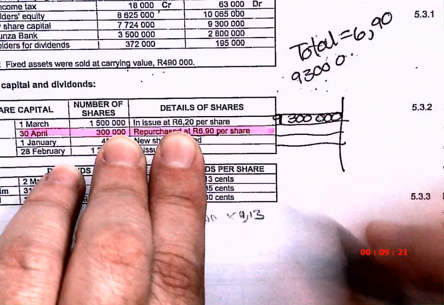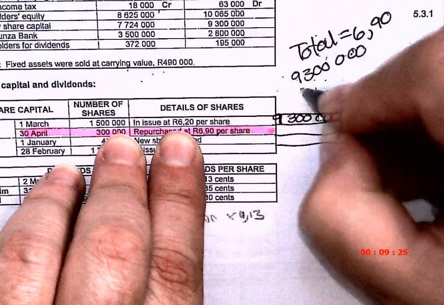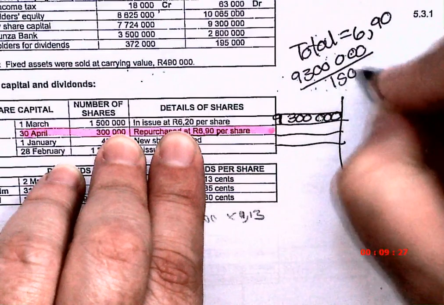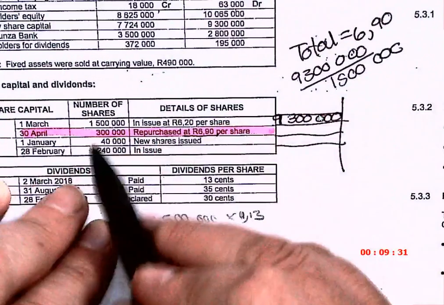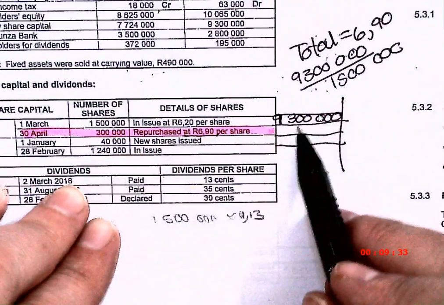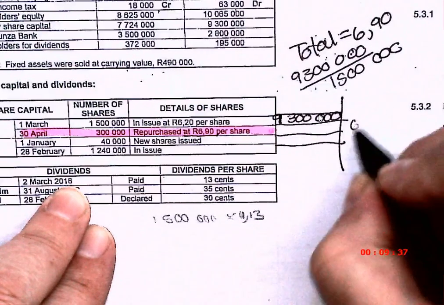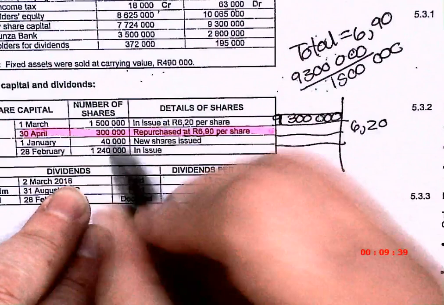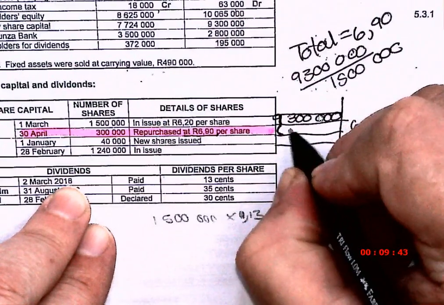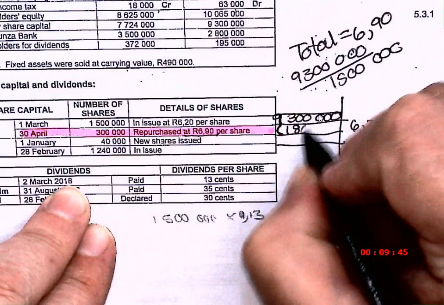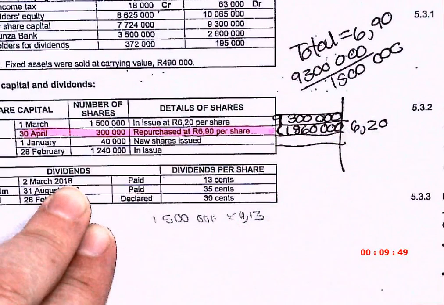Let's prove it. So if I do that, divided by 1.5 million, it's obviously going to be 620, because 1.5 times 620 gives me 9.3. So 620 times 300 gives me the average of 1,860,000. Okay, so I have to minus that.